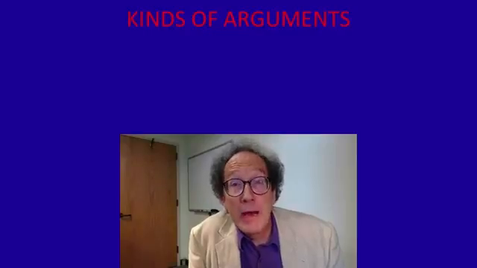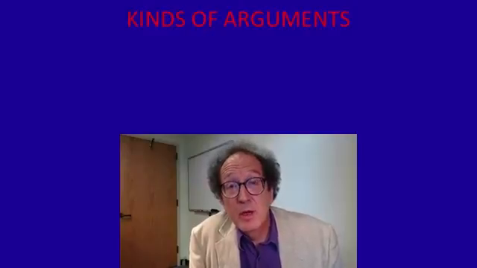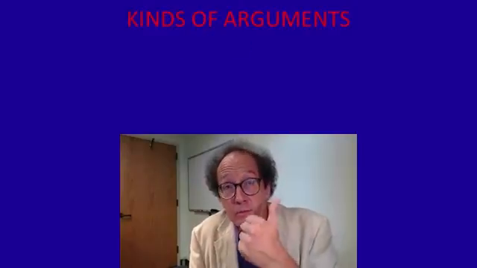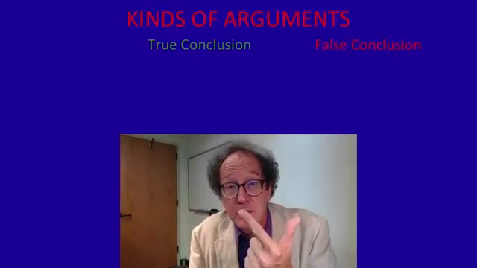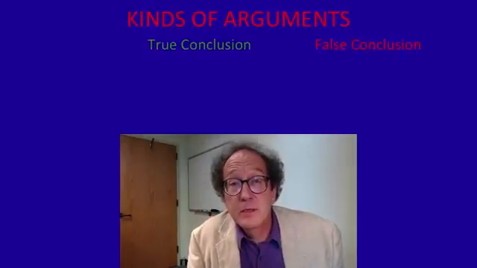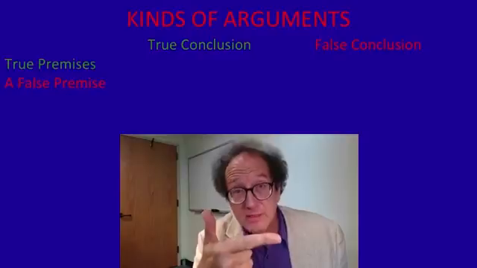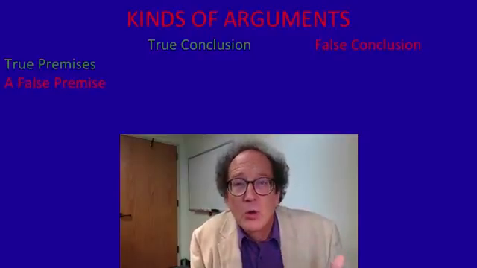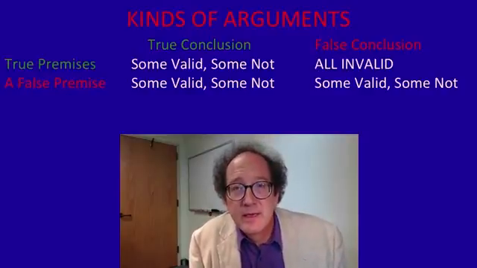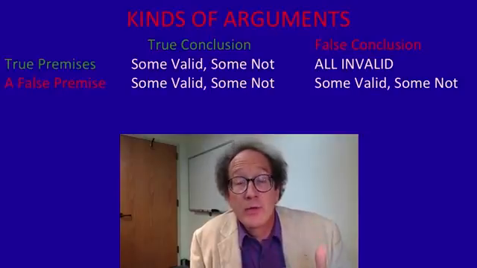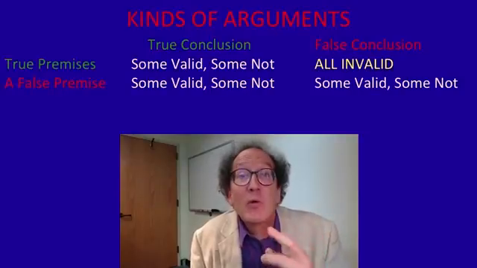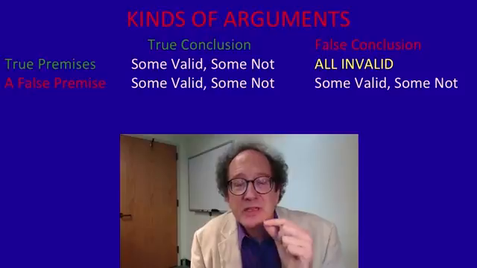So let's look at some examples of that. Indeed, there are 4 possibilities, because remember, the conclusion could be true or false, and the premises could be all true or at least one false. So we've got 4 possibilities. And all of those are possible, except for one. The one combination that's not possible for valid arguments is true premises and a false conclusion.